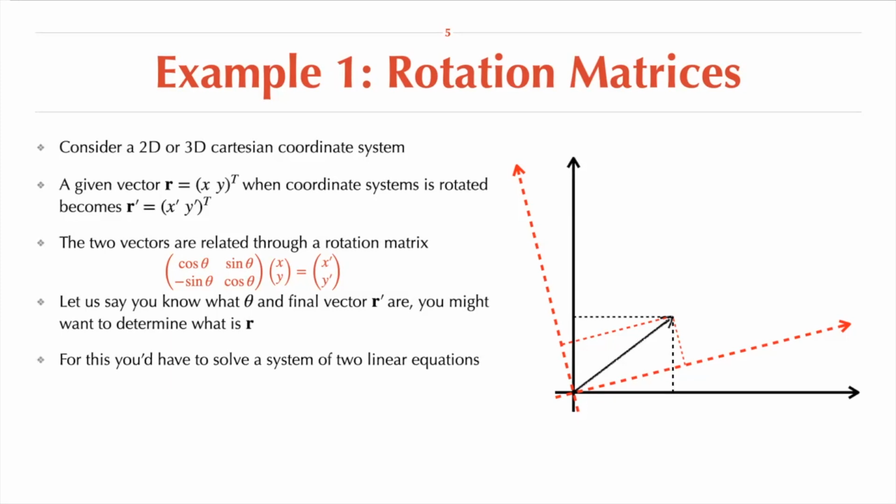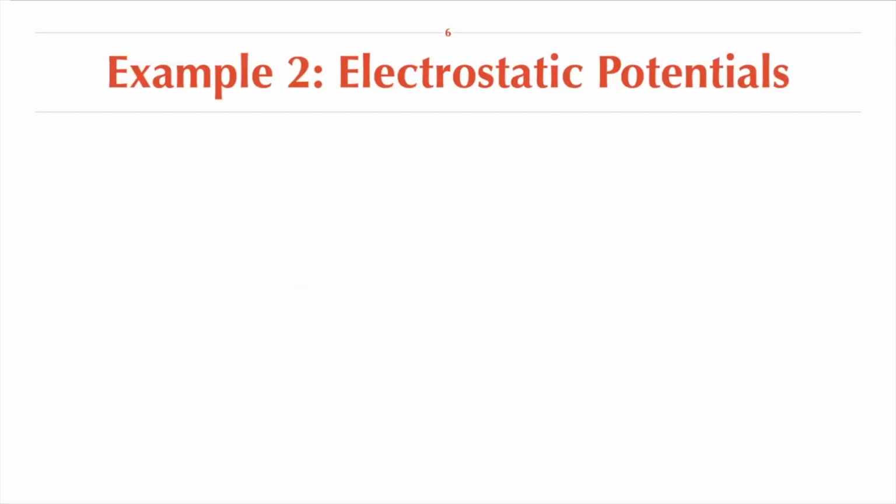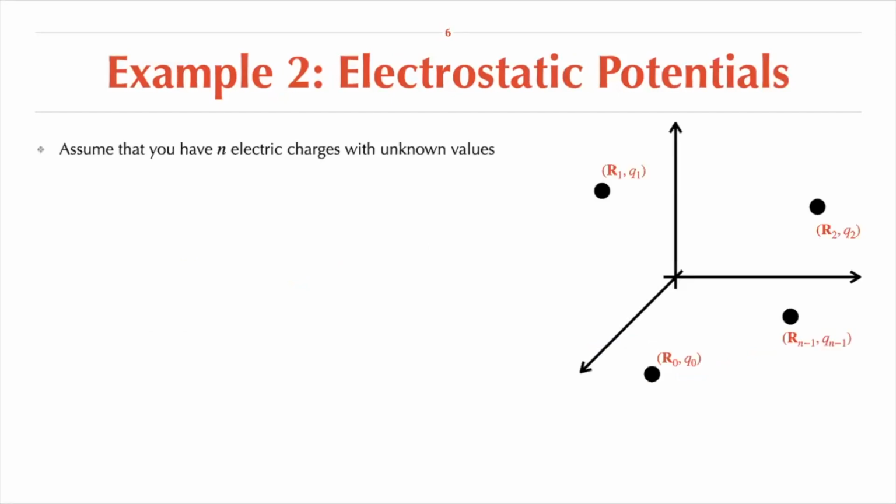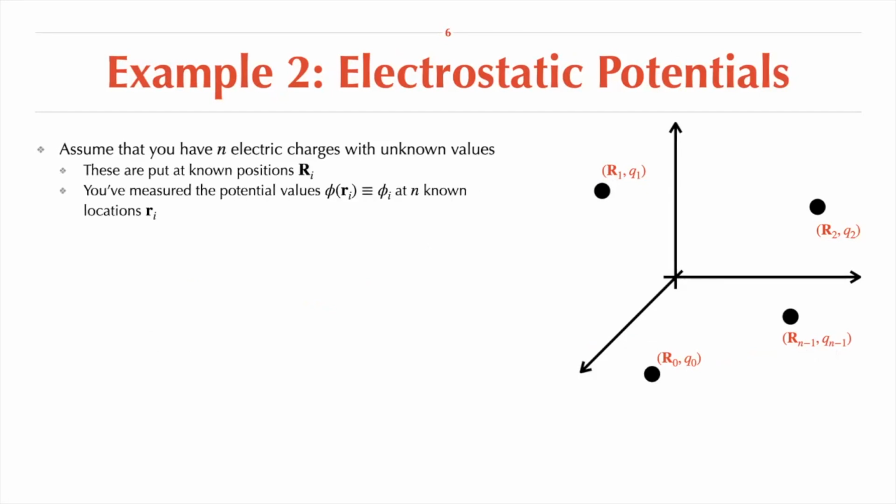Another possibility is when you want to understand electrostatic potentials. Let's say you have n charges with unknown values. The charge values are not known, but you know where they are placed. Say charge q0 is placed at position r0, q1 is placed at r1, and so on, and the nth charge, q n minus 1, is placed at r n minus 1. You also know that you have measured the potential at a given number of points, say n points, and the problem is to find the values of the individual charges.